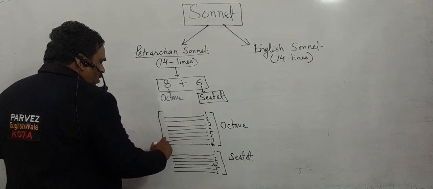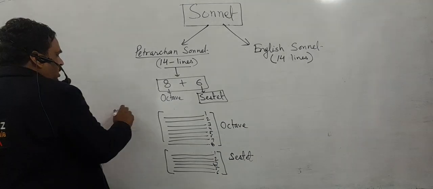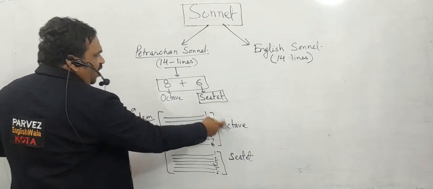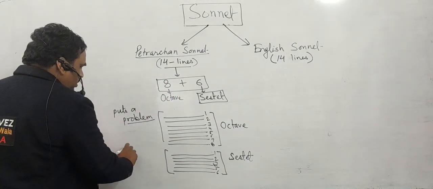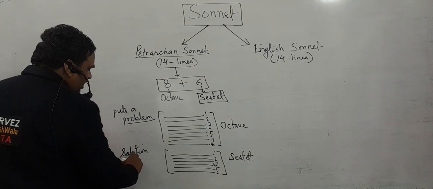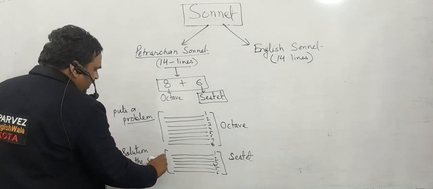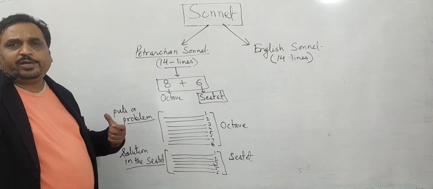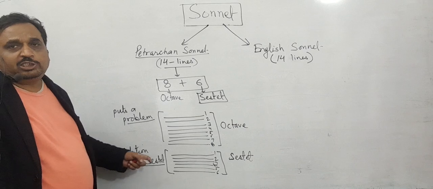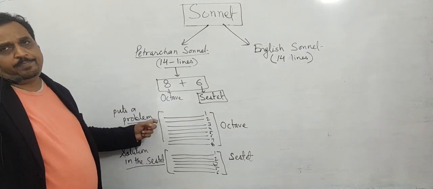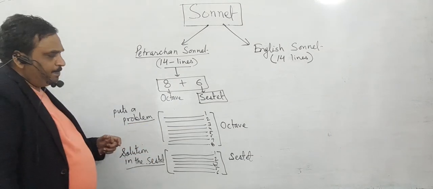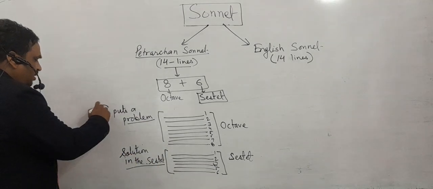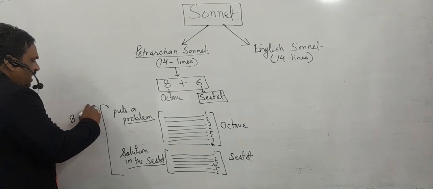So in Petrarchan sonnet, the octave always puts a problem. There is always a description of a problem in the octave, and there is a solution in the sestet. This is the pattern of these two stanzas. In the octave, the poet discusses a single problem, and in the sestet, in this part, there is a solution of that particular problem. Literally speaking, if we just do the sum total of these two parts, they become the 14 lines. 8 plus 6 is equal to 14 lines.